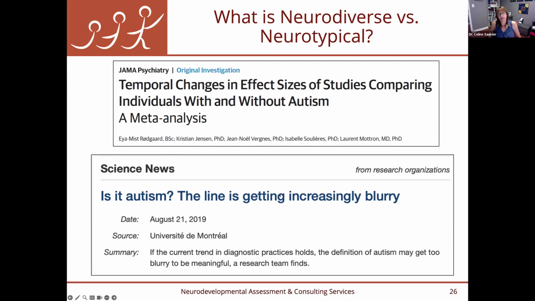What ends up happening is, as the diagnostic criteria have broadened over the past 50 years, which they've broadened tremendously, we've gone from having a categorical disorder, classic autism, that was very distinct from typical development. You knew that was a clinical disorder. But today, it's much more blurry. What actually is autism or neurodiversity in individuals who have intact cognition and language versus neurotypical development?